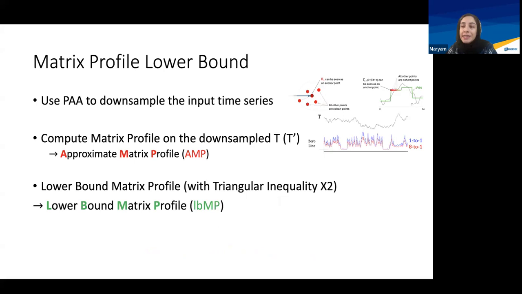By first calculating the MP on the downsampled data, we derive a fast approximation. Using the triangular inequality, we refine this into a tight lower bound. This lower bound is novel and allows us to prune irrelevant data points early in the computation, drastically reducing processing time. To the best of our knowledge, this is the first ever lower bound for MP.